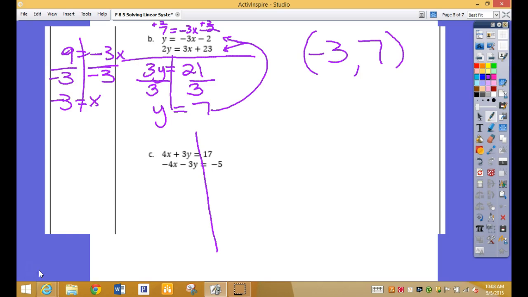You all came up with no solution, and that is correct. This 4x minus 4x is 0. Positive 3y, negative 3y, well, that also is 0. So we have 0 left on this side. 17 minus 5 is 12. That is false. So our answer is no solution.